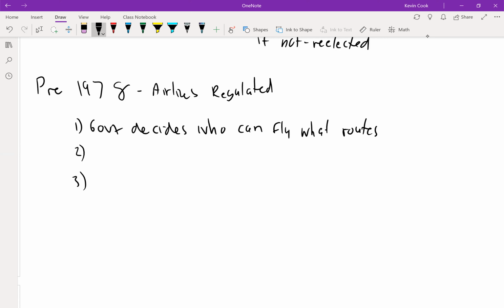So they might say that the route from Des Moines to Chicago is owned by United Airlines. The second thing that we see is that the government chooses the number of flights and the number of seats per day.